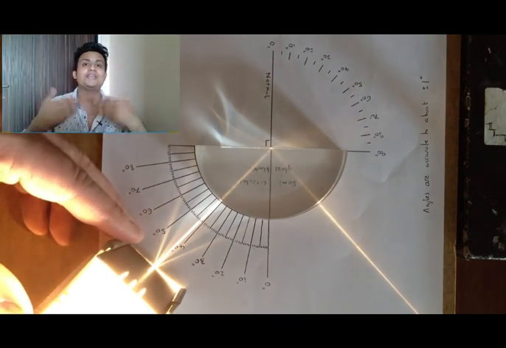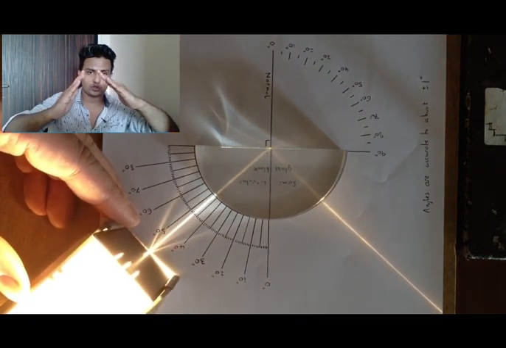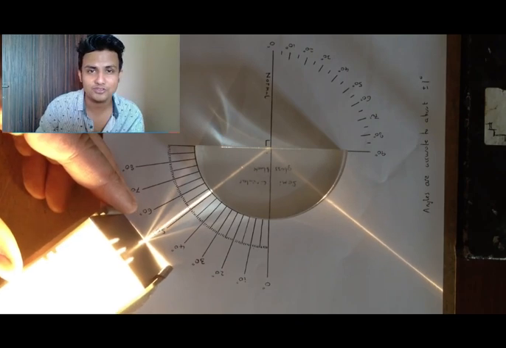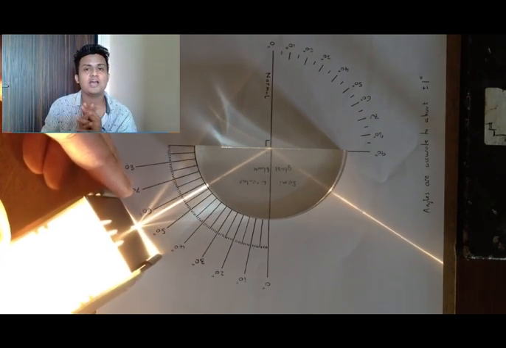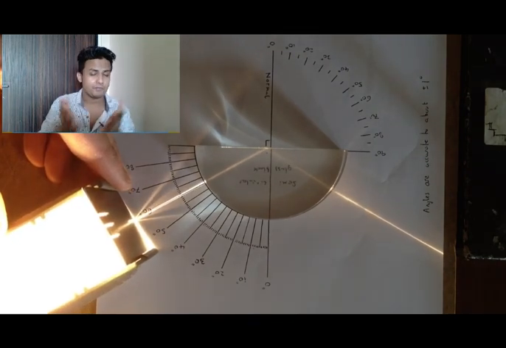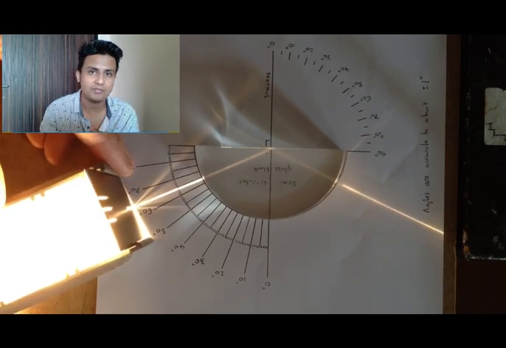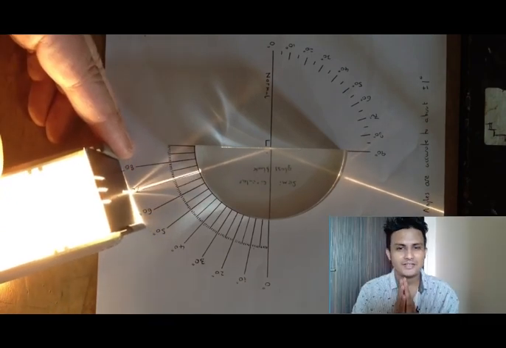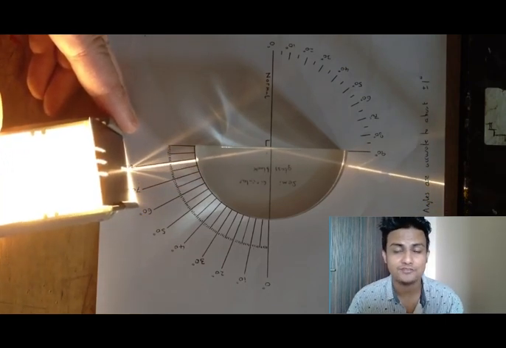Now, if you increase the angle a bit more, the reflected ray will move like this. It will open up like this because the angle of incidence is equal to the angle of reflection. And here you can see how TIR actually occurs. It occurs at 42 degrees because it is a glass slab and the critical angle for glass is approximately 42 degrees. So this is how total internal reflection actually looks in a real life scenario.